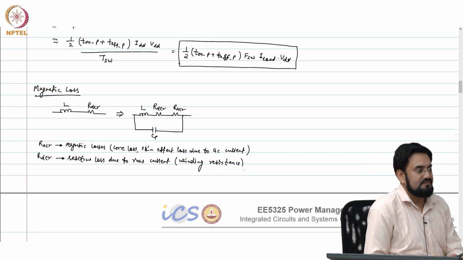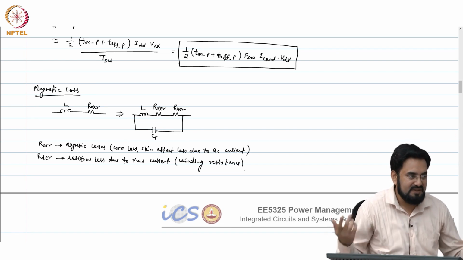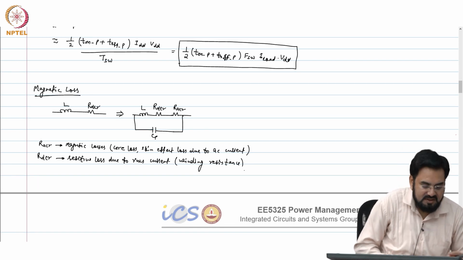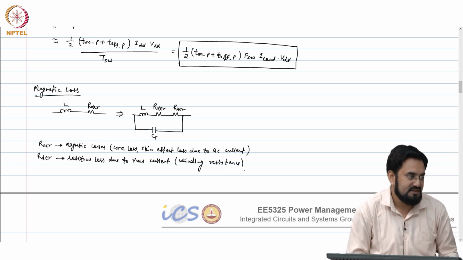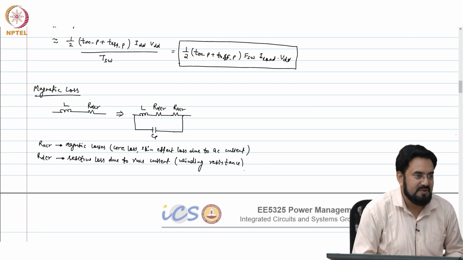Okay. So, these inductors have a coil, the windings, and that will have some finite resistance. So, that is what it represents. So, measuring RDCR is very easy. Okay. You can simply use the ohm meter.